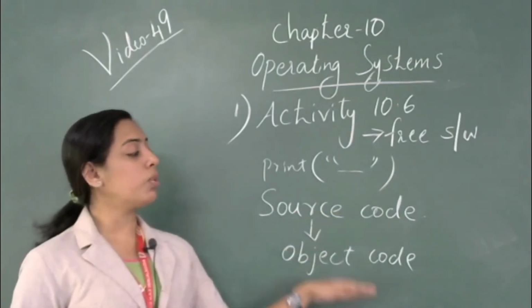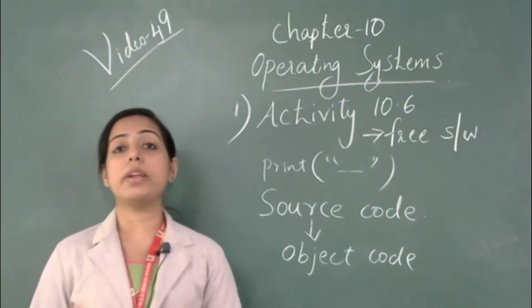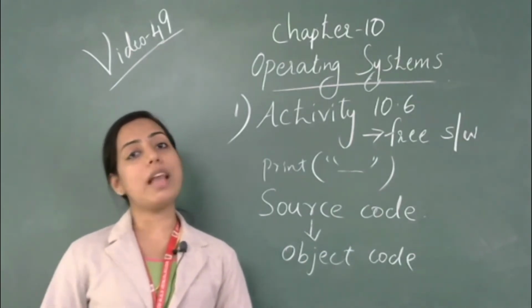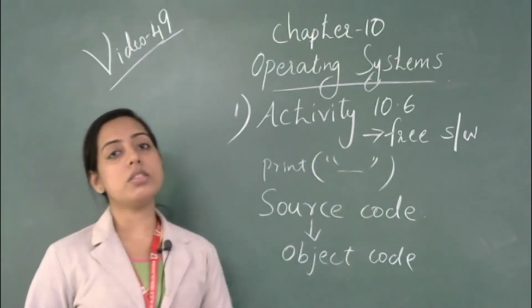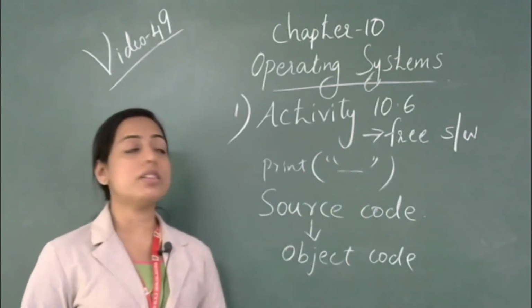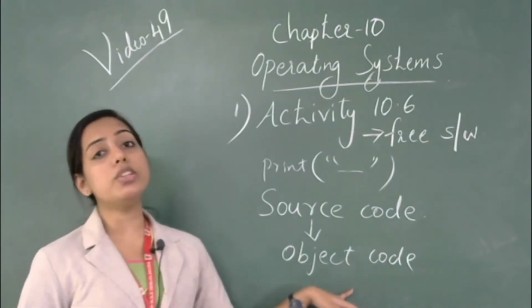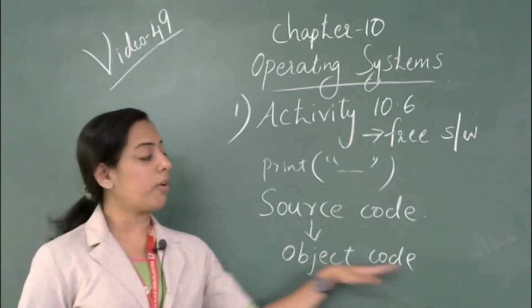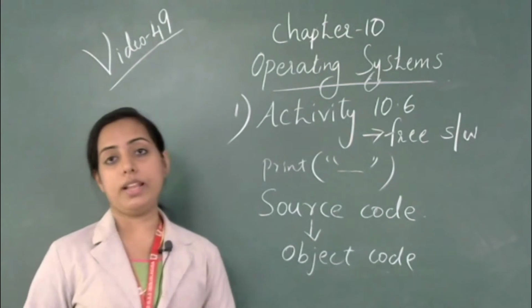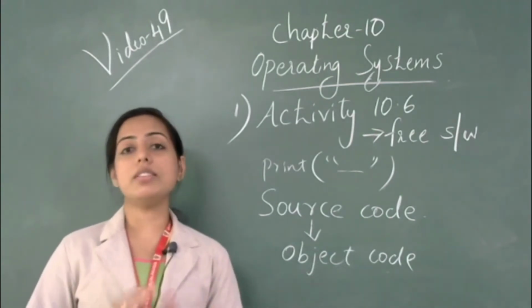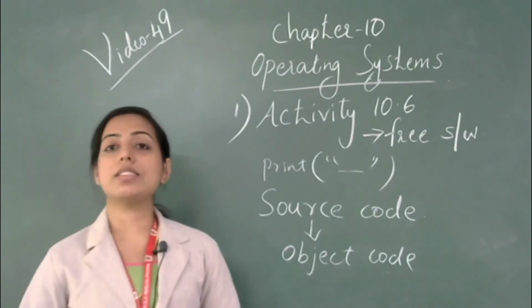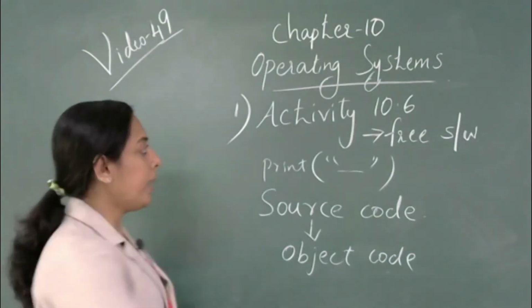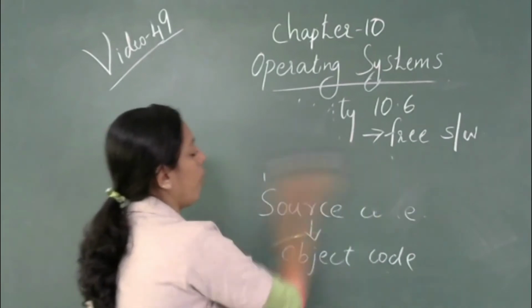Software will convert source code into object code. Object code means the computer's code, the computer's language. Then only the computer can understand this instruction. So while working with proprietary software, it denies the right to read the source code. It will provide the object code only. That is the difference between free software and proprietary software. Okay, so this is the first topic, a small topic, activity 10.6.